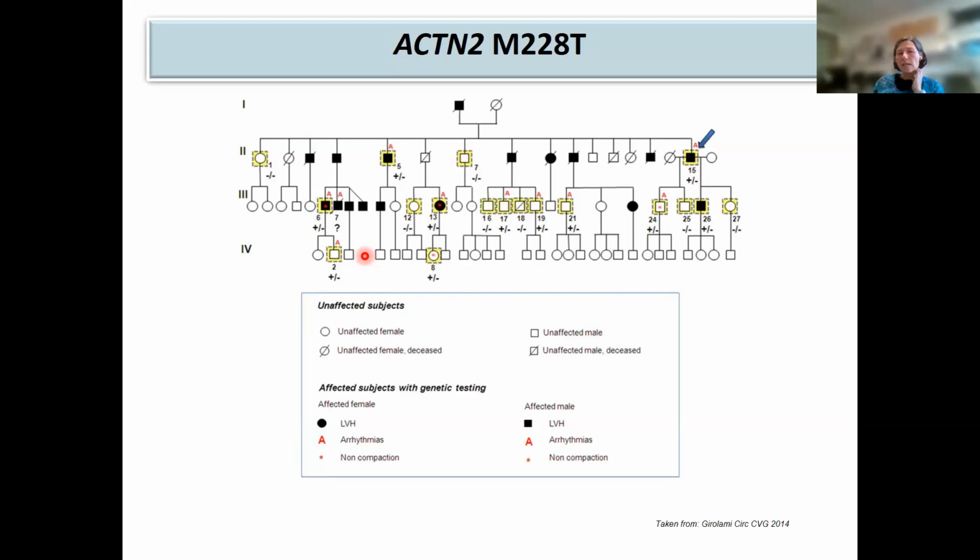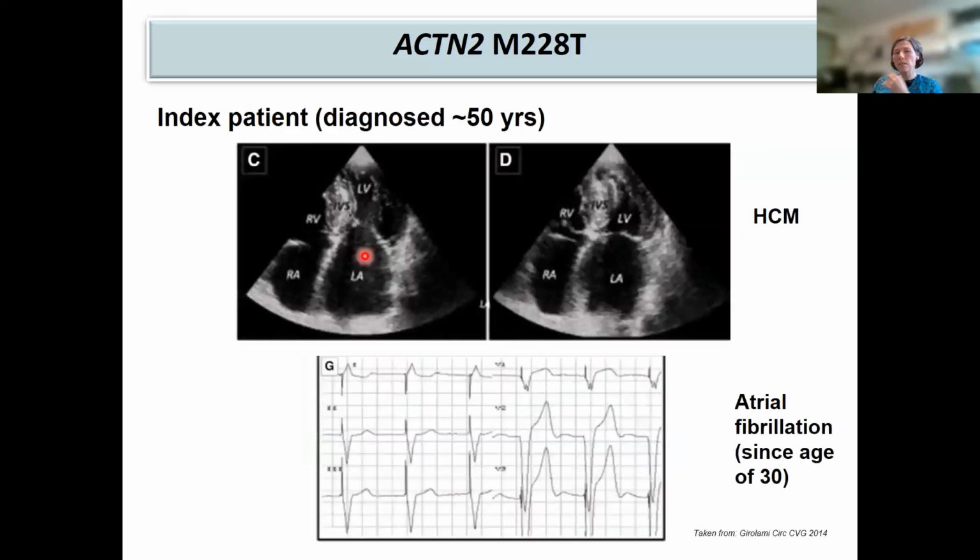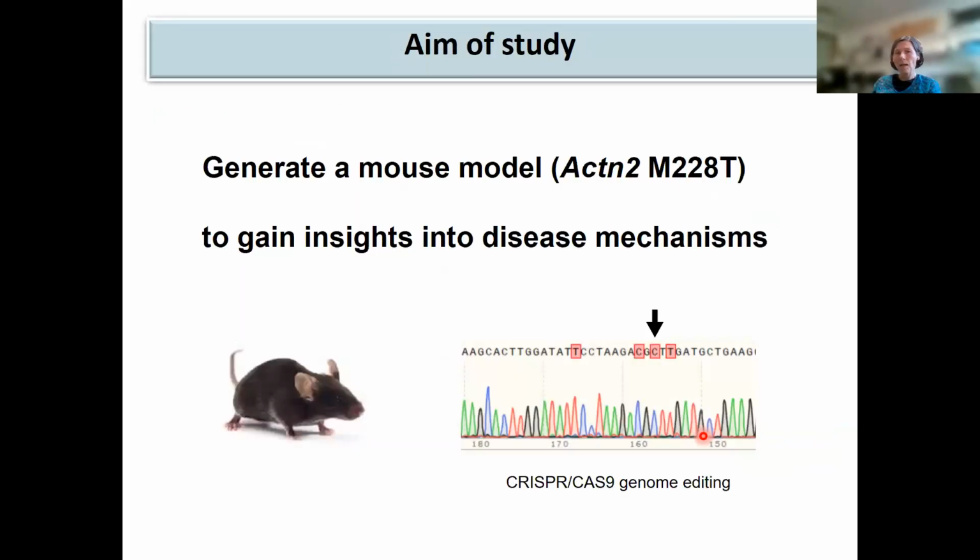It was initially identified in an Italian family, a very large family, again with evidence of autosomal dominant disease. The index patient had features of hypertrophic cardiomyopathy, so enlarged septum width, enlarged atria, but also very early onset atrial fibrillation. And the aim of the project was to generate a mouse model to gain insights into the disease mechanisms.